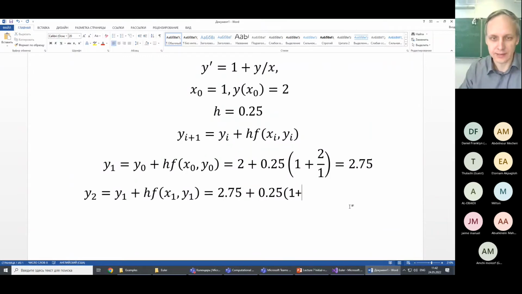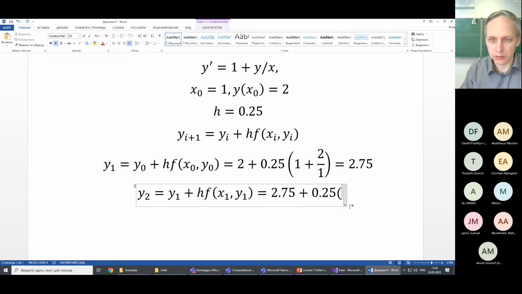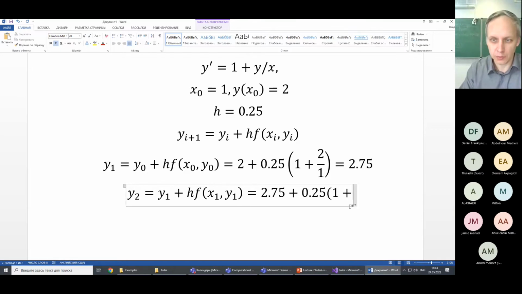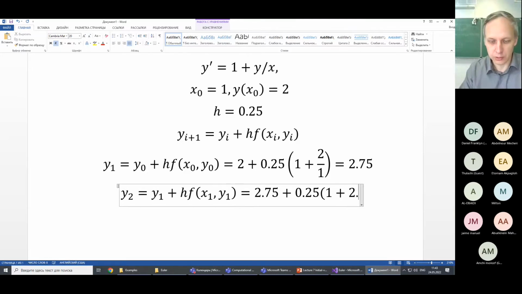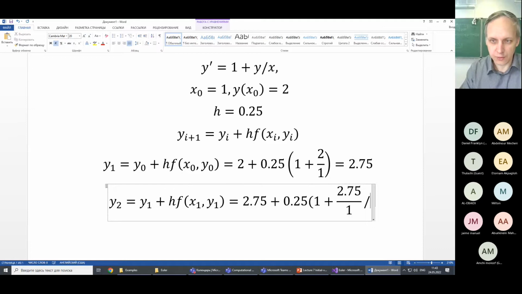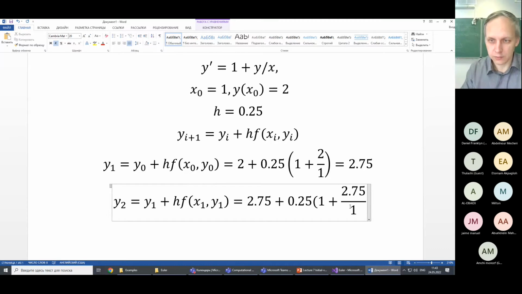1 plus the value of y1, 1 plus value of y1, 2.75 over 1.25. Right. 1.25.